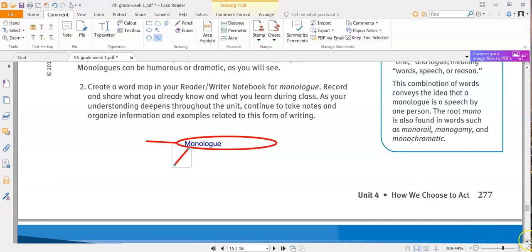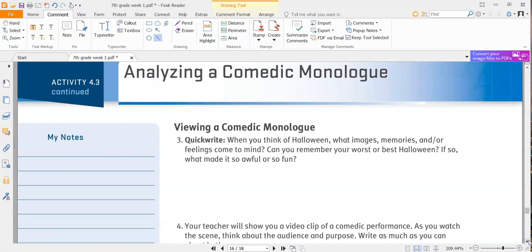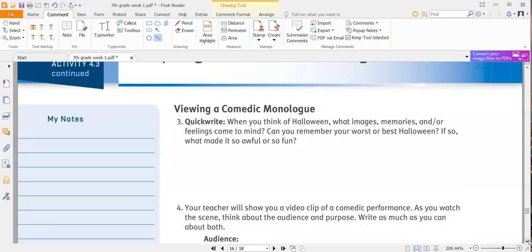And going forward in this activity, you might want to revisit it and add more things. So we're going to look at another quick write. Number 3 says, when you think of Halloween, what images, memories, and or feelings come to mind? Can you remember your worst or best Halloween? If so, what made it so awful or so fun?